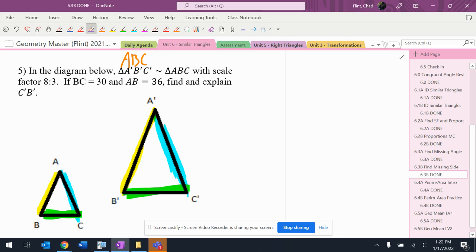So it says BC is 30. That's 30. AB is 36. AB is 36. And it wants to know C prime, B prime.